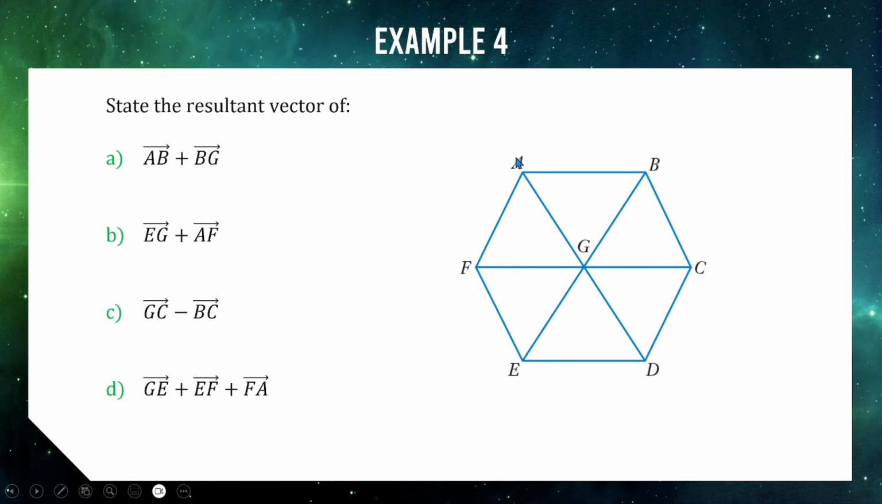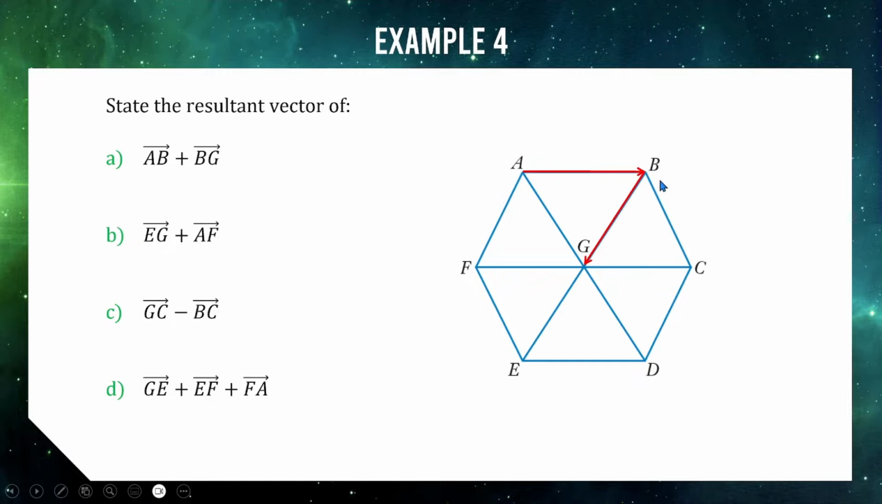Okay, next example, we've got a shape. What do we call this? I guess that's a hexagon. Good counting. Okay, bunch of letters. We're going to find the resultant vector of adding AB and BG. Let's have a look. Here is AB and here is BG.